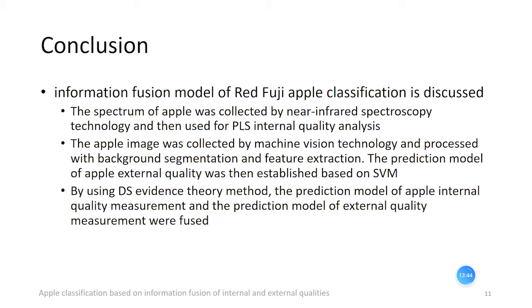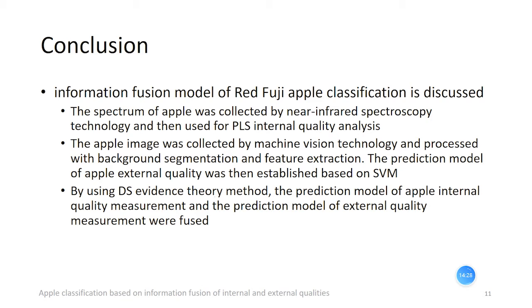To make a conclusion, an information fusion model of red Fuji apple classification is discussed in this paper. The spectrum of apple was collected by near-infrared spectrum technology and then used for internal quality analysis. After spectral information pre-processing and spectral feature analysis, the prediction model of apple internal quality measurement was established based on partial least squares model.